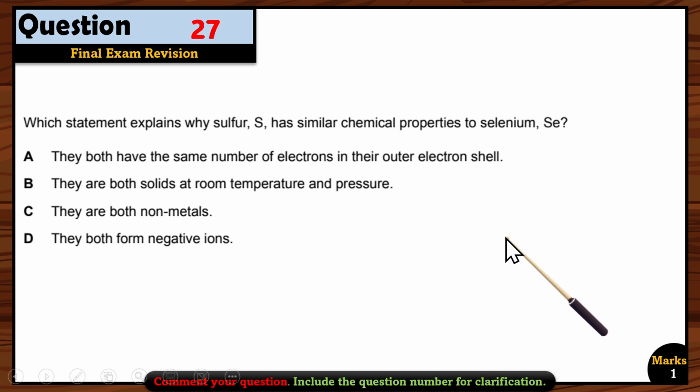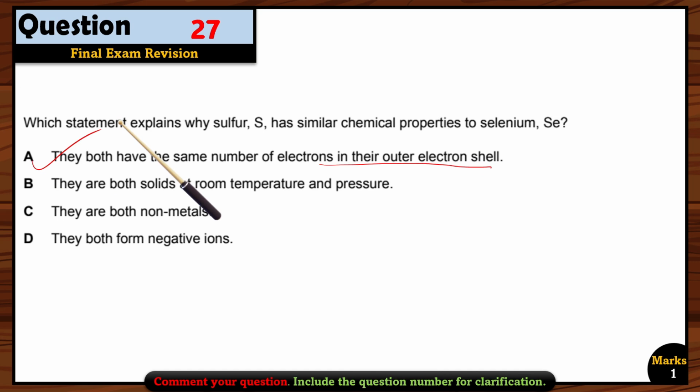So now the answer is simple, because they have the same number of electrons in their outer shell, or you can say because they belong to the same group number. So we have this option: yes, they both have the same number of electrons in their outer electron shell. So that's why option A is right.